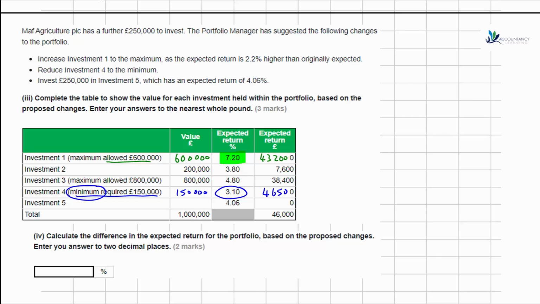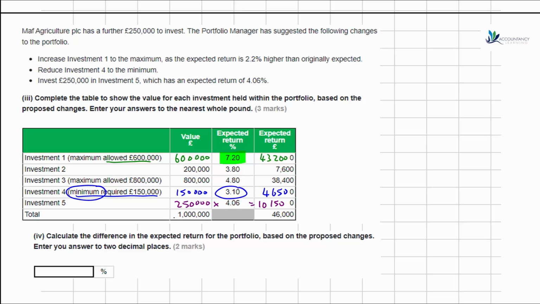And then we're going to invest 250,000 in investment 5. So we put the 250,000 in here. And that has an expected return of 4.06%. So again, when we multiply those together, that gives us an investment return of 10,150.